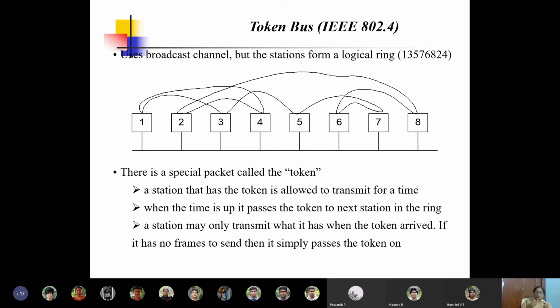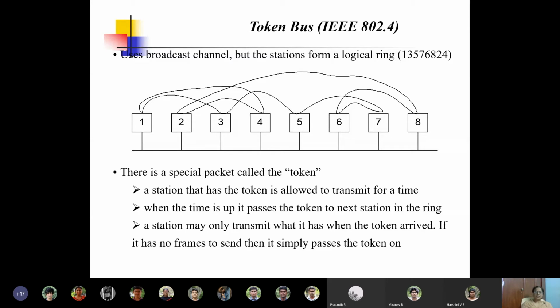So what does it mean? Whoever has the token in its possession is allowed to take possession of the medium and transmit. Now station 3 transmits, and whatever is transmitted by station 3 is received by all other stations. After the receiver receives, it will send an acknowledgement, and after receiving the acknowledgement, station 3 will release the token and give it to 4. So it goes in a round robin manner.